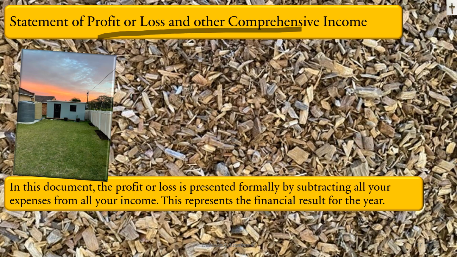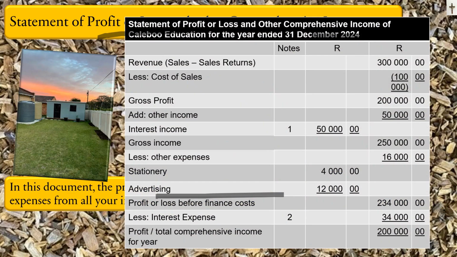We're going to draw up a statement of profit or loss and other comprehensive income. In this document, you're just going to record all your income and your expenses. So you will have your gross profit and you will have your net profit in a statement of profit or loss and other comprehensive income. And it will look like this for a sole proprietor. There's the heading. When is this done? This is done on the last day of the financial year. It's called a statement of profit or loss and other comprehensive income. This is for Calibre Education.